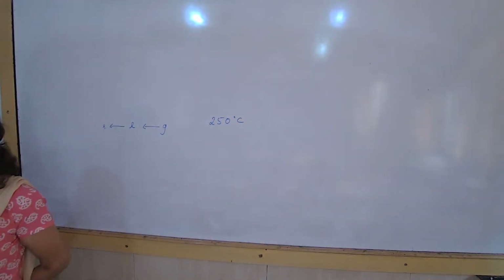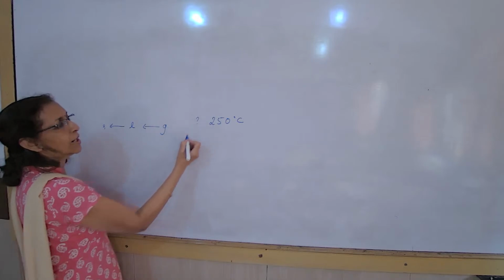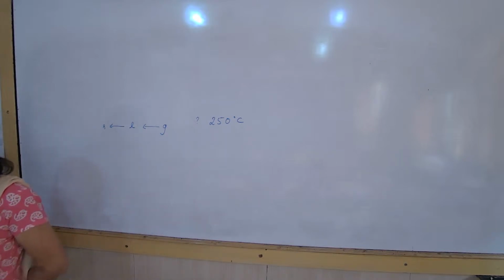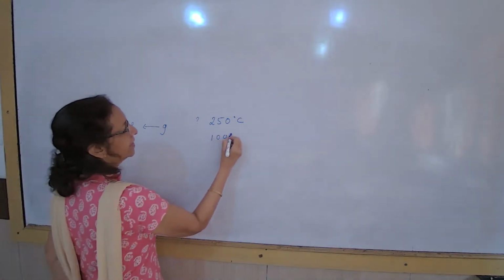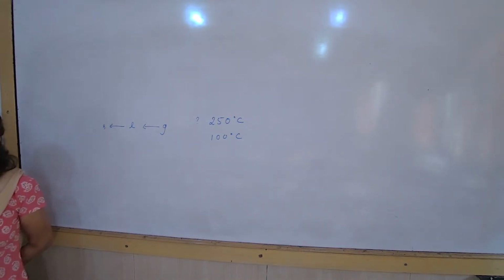Water exists in three states, solid, liquid, or gas. At 250 degrees Celsius, what is the physical state of water? Gas, it boils at 100 degrees. So at 250 degrees, what will you write? The physical state of water is gas. That's all. And at 100 degrees Celsius, what is the state of water? Both gas and liquid. Yes, liquid is there and also it is in gaseous form.